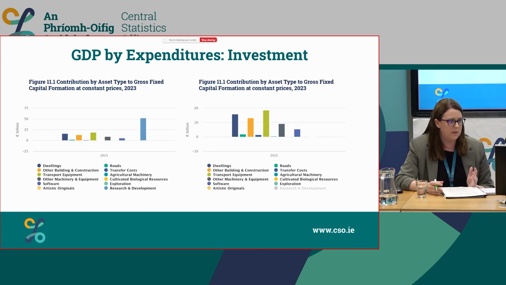These are just two views of the same figure that appeared in the investment chapter. You can see on the left there that R&D is by far the largest contributor to capital formation. It made up just over 45% in constant prices in 2023. When R&D is hidden, it just becomes easier then to see the remaining elements and their relative contribution. Transport equipment there in the lime green is the next largest category. And as discussed, aircraft leasing would make up the bulk of this. Then we have dwellings, other building and construction, and other machinery and equipment. And then the last category of note is software.